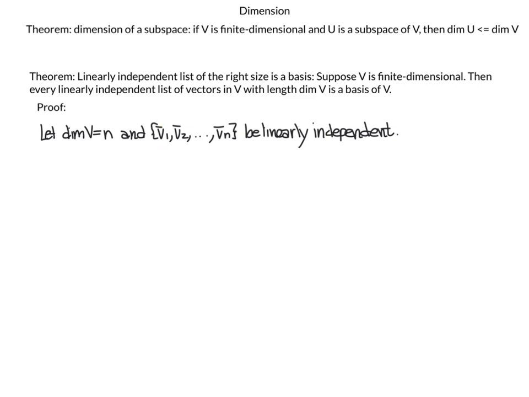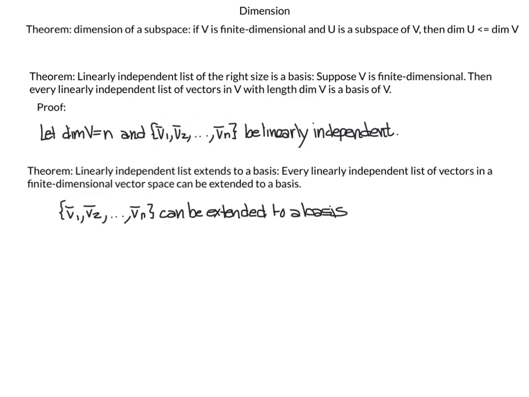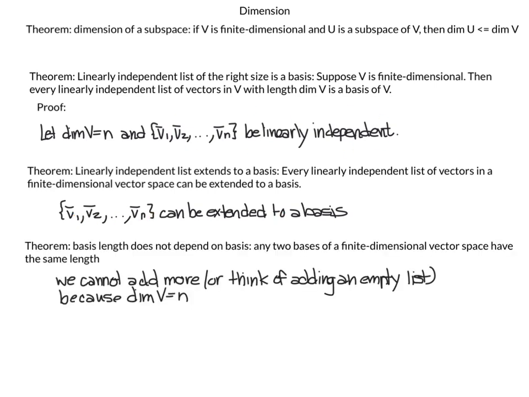So next, we're going to look at a linearly independent list of the right size. So that would be v1, v2, up to vn. We're going to assume it's linearly independent. And what we want to show is that this set of vectors is a basis. From our last video when we talked about bases, we had this theorem that said any linearly independent list can be extended to a basis. That is, every linearly independent list of vectors in a finite dimensional vector space can be extended to a basis, which means our list here of n linearly independent vectors can be extended to a basis.